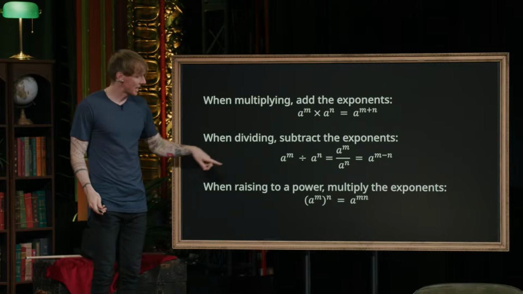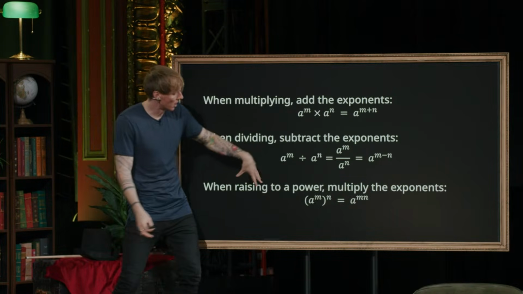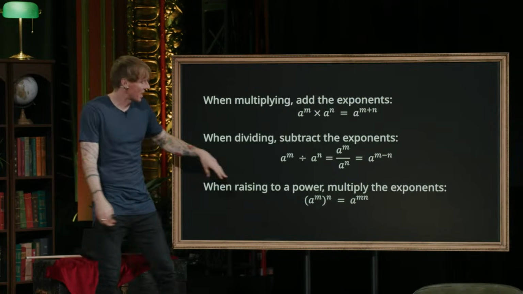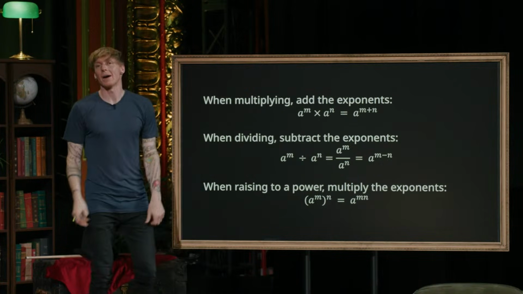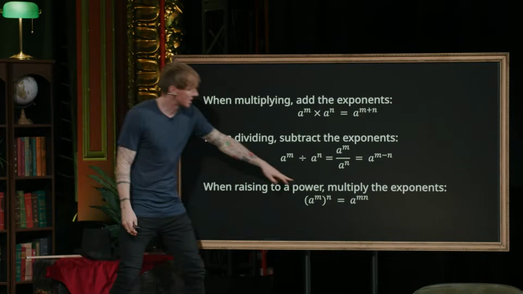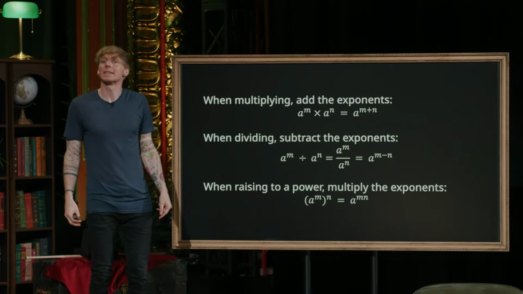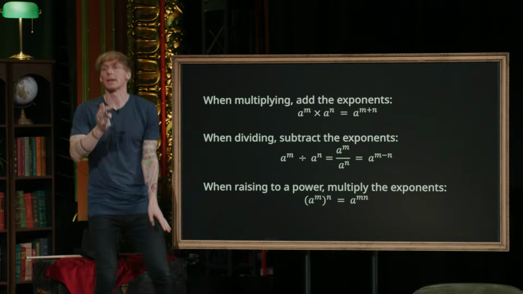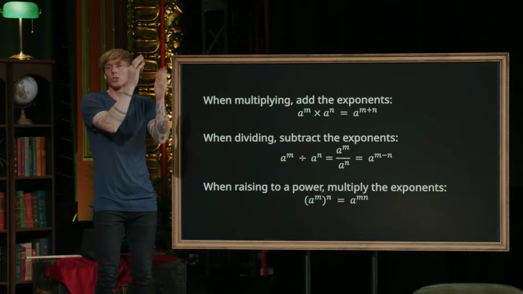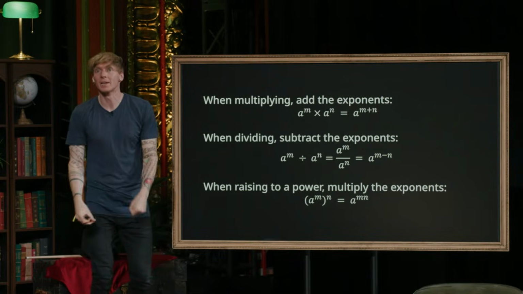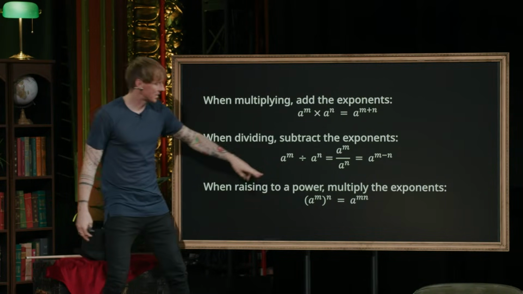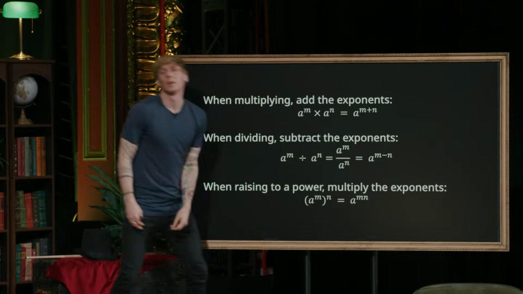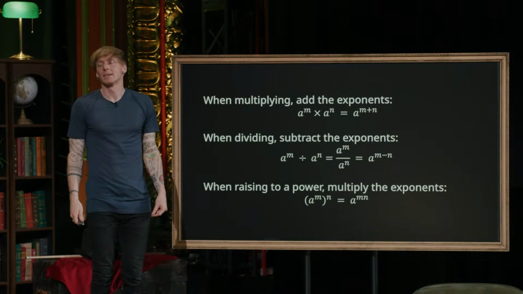Now, the other one to be aware of is when you have a number to a power raised itself to another power. So here, for example, a to the m to the power n. What that is telling you is that we want to multiply those two numbers together. For example, if you had 2 cubed and then you're squaring that whole thing, that's 2 cubed multiplied by 2 cubed, and so that's 2 to the 6. But we can see here it's the same as 2 cubed to the power of 2, 3 times 2, to give us a to the power of m times n.